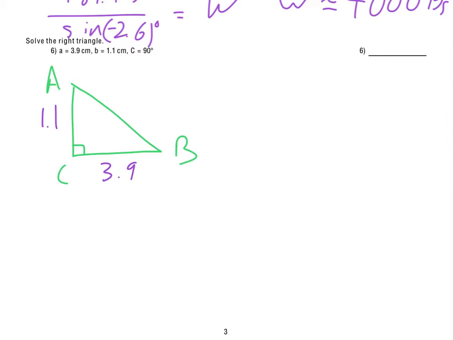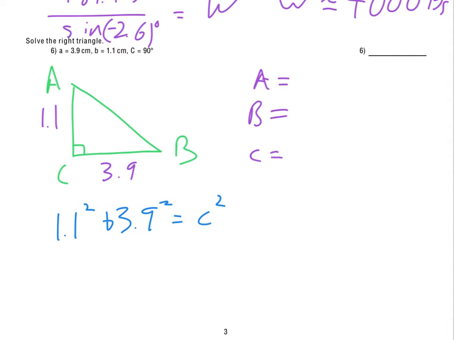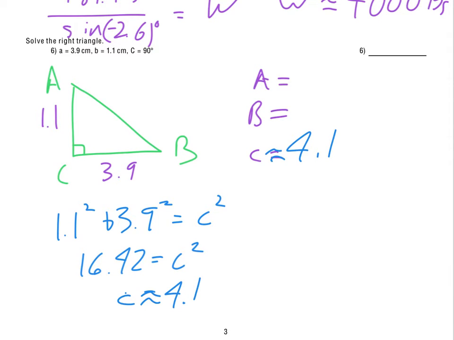So I need to find angle A and angle B. And of course we also need to find side C. We could begin using the Pythagorean theorem to find side C. In that case we would have 1.1 squared plus 3.9 squared equals C squared. You can use the calculator to help with that. And we get 16.42 on that side, and C turns out to be approximately 4.1. Again, this should really be an approximation.